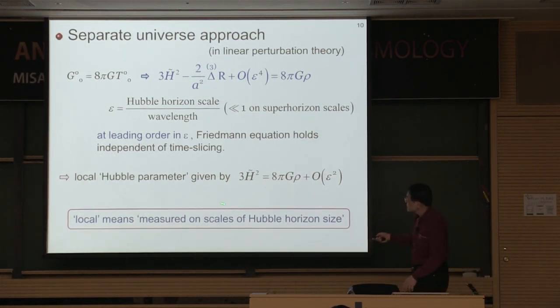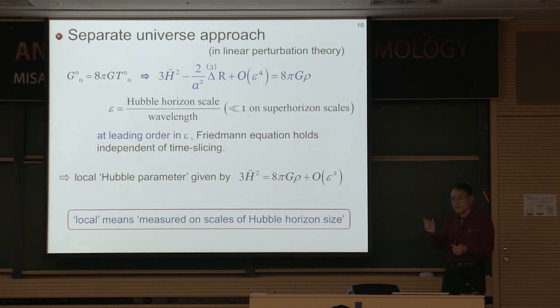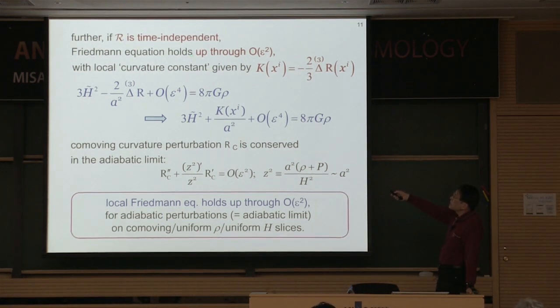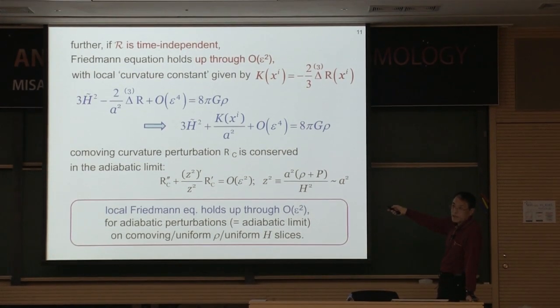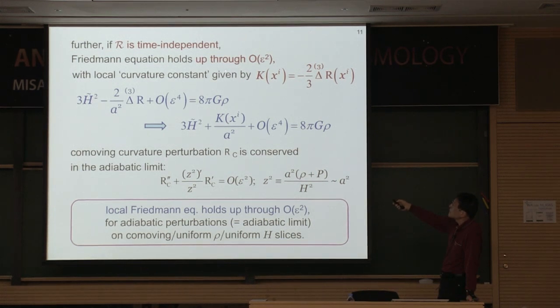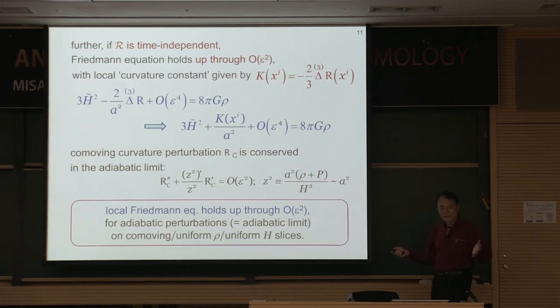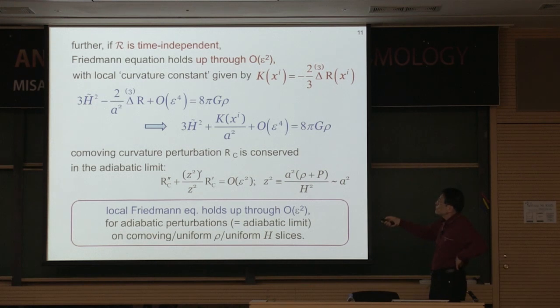Yes. And in this case, when I say local, it means that they are measured at the scale of each Hubble horizon. Okay. Right. So now, as you could easily see from this equation, if R is time independent, then actually it's the standard Friedmann equation, except that it is spatially dependent through epsilon squared. Yeah, including this, you have a Friedmann equation, and which is quite important.